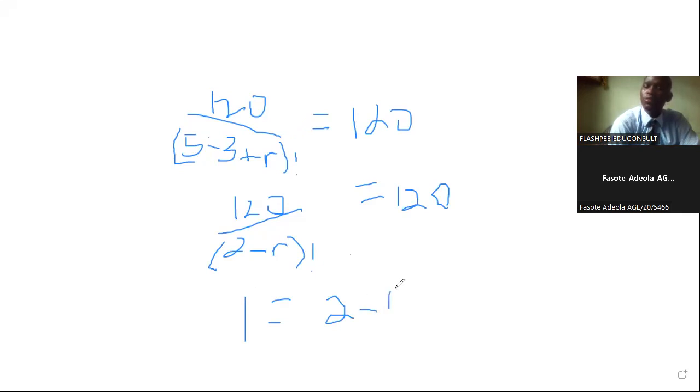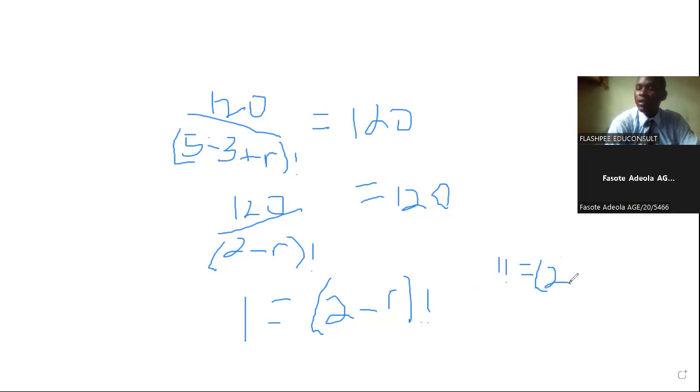Hello? Hello, sir. Yes, sir. Do you understand what I'm trying to do now? Yes, sir. If I try to cross multiply, I'll realize that 120 will cancel 120. That will be 1 equals to 2 minus r factorial. So now, I have 2 minus r factorial is equals to 1. How am I going to go about it? You already know that 1 is the same thing as 1 factorial. And we need to cancel out the factorial on the other side. So the one we have on the left-hand side, let us rewrite it as 1 factorial.